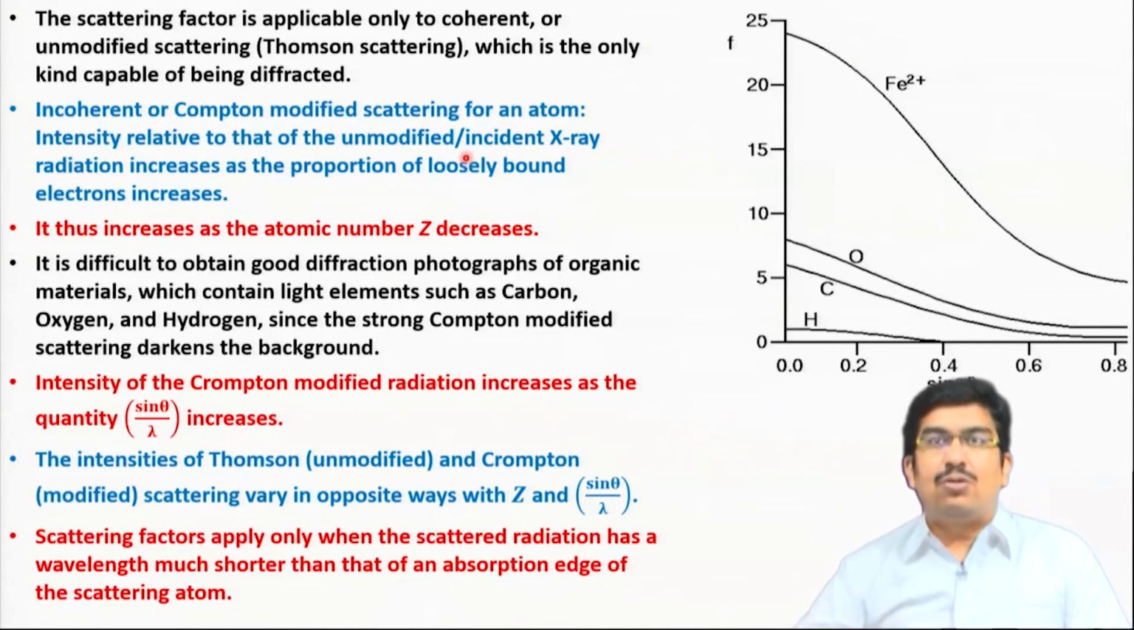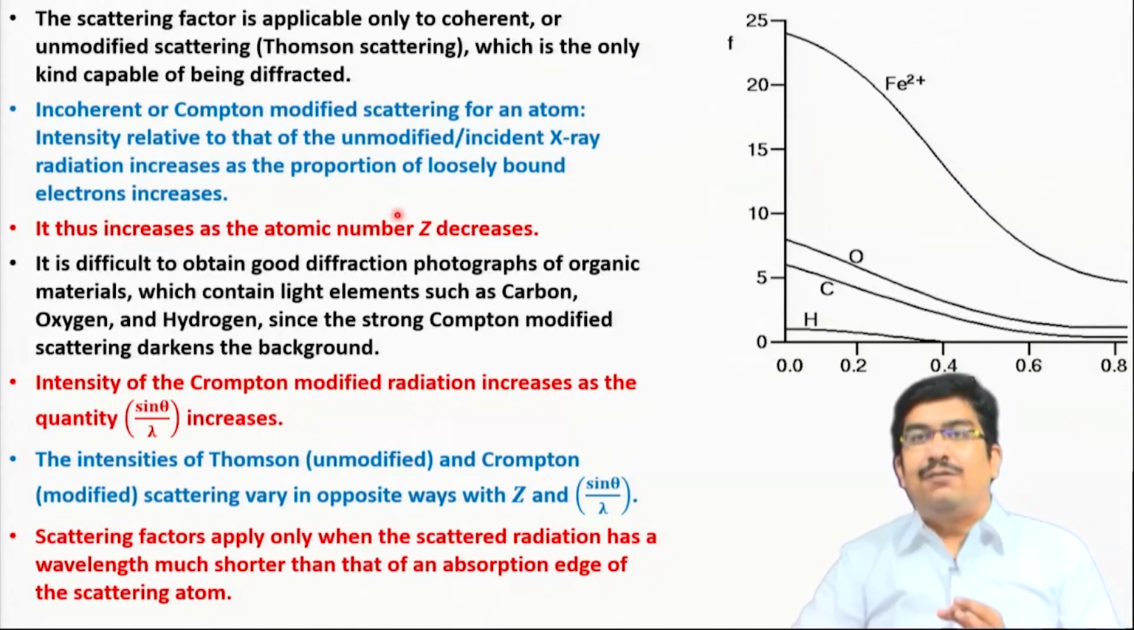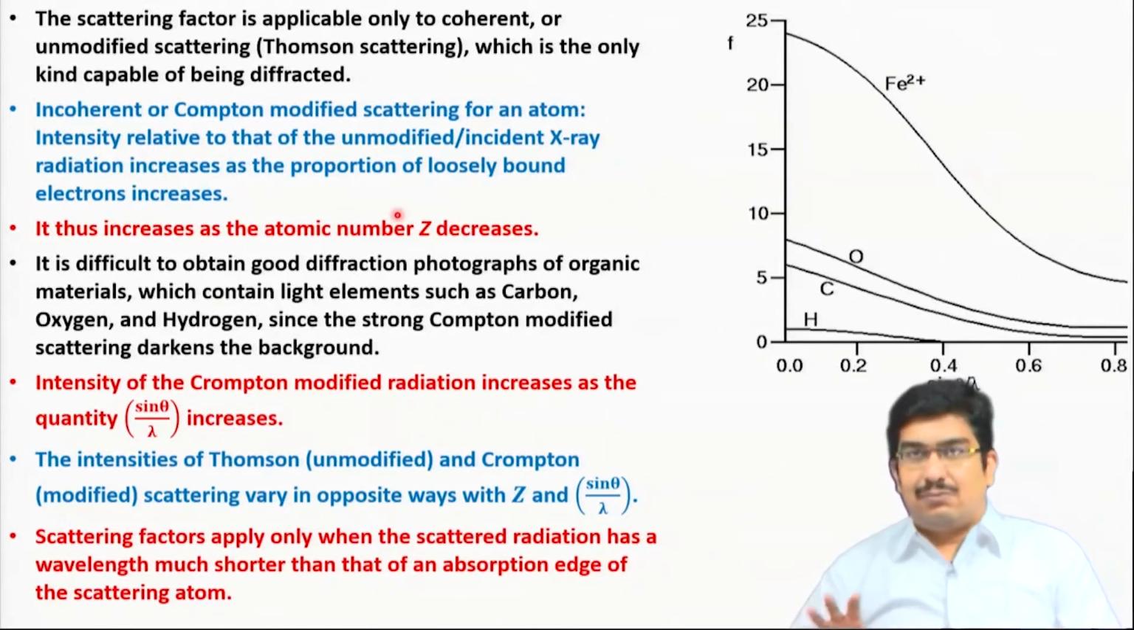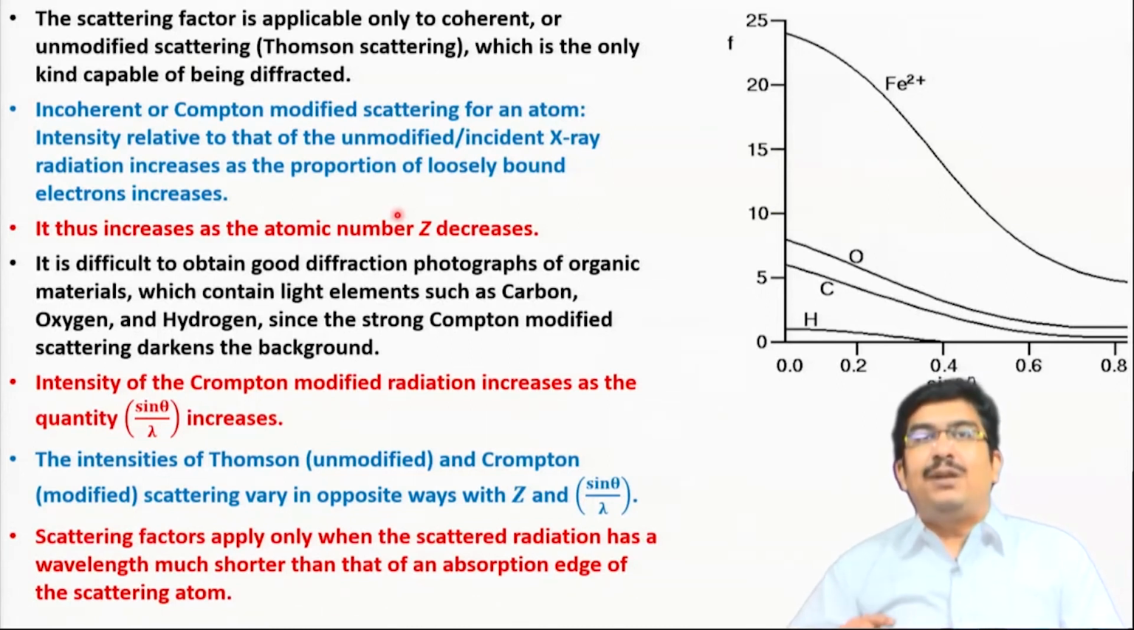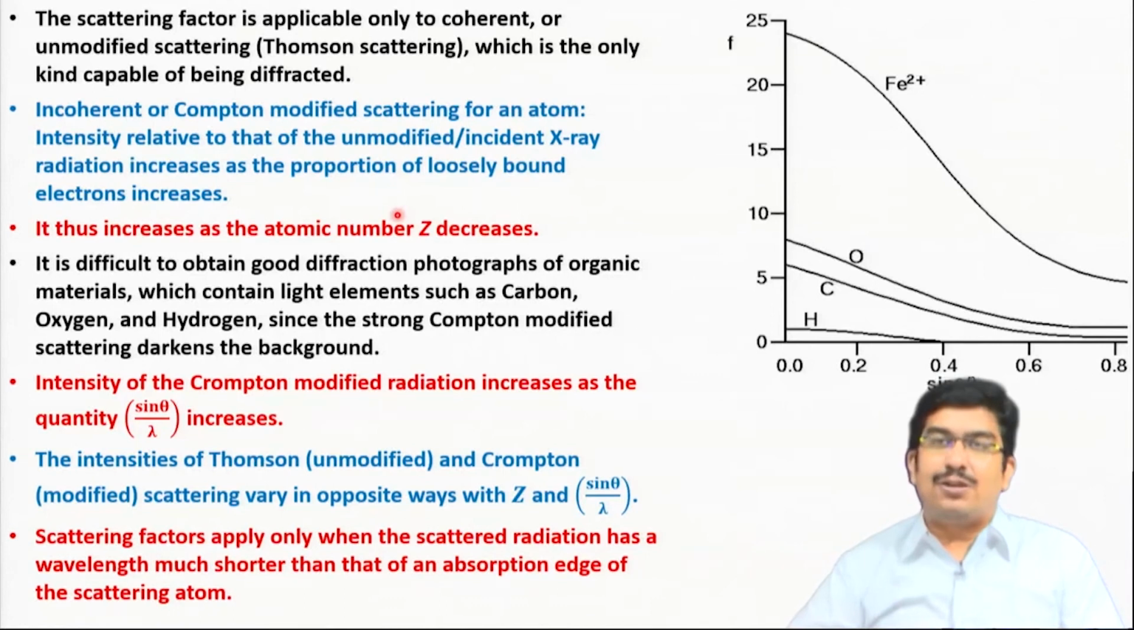So, it is important to know exactly how much Compton scattering you are going to get out of individual atoms. The intensity of the modified Compton scattering coming from one single atom will be related to the number of outer shell electrons, or loosely bound electrons, present in the atom. That is how the Compton scattering is generated.